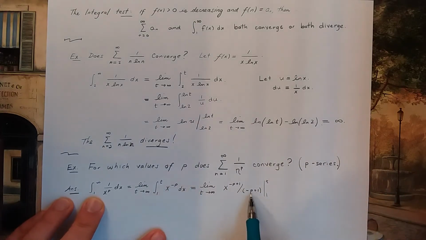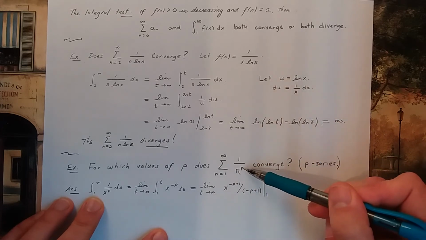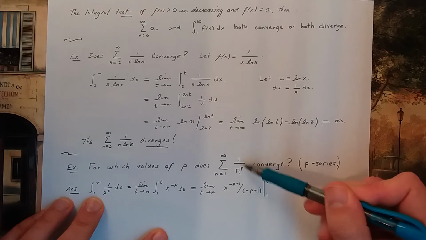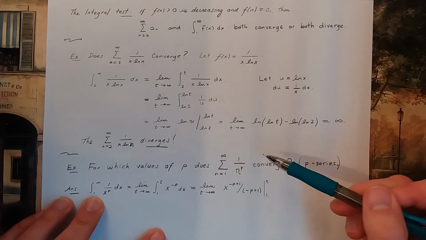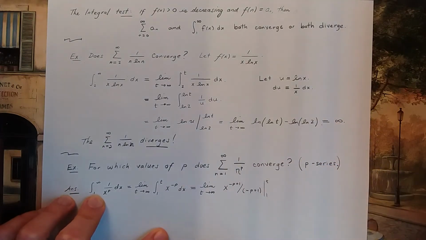Now this is not true if p happens to equal 1. So if p equals 1, then the integral is not this form, it's actually logarithm. You could see that this formula doesn't make sense because if p happens to be 1, I'm dividing by 0, which is nonsense. So I'm going to consider the case when p is not equal to 1. If p is equal to 1, we've actually already done the problem. If p is equal to 1, I have the sum of 1 over n, which is the harmonic series. I know that diverges. So I'm going to assume that p is not equal to 1.